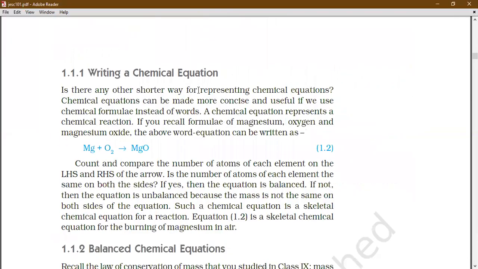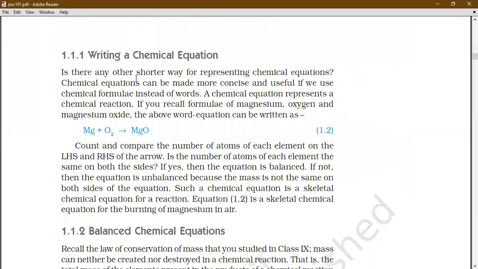Writing a chemical equation. Is there any other shorter way for representing chemical equations? Chemical equations can be made more concise and useful if we use chemical formulae instead of words. A chemical equation represents a chemical reaction. If you recall formulae of magnesium, oxygen and magnesium oxide, the above word equation can be written as Mg plus O2 will give MgO.